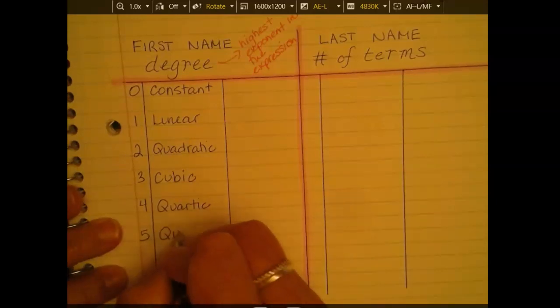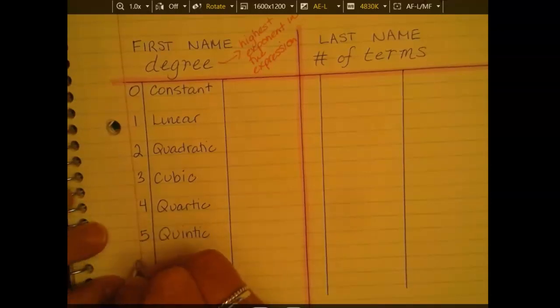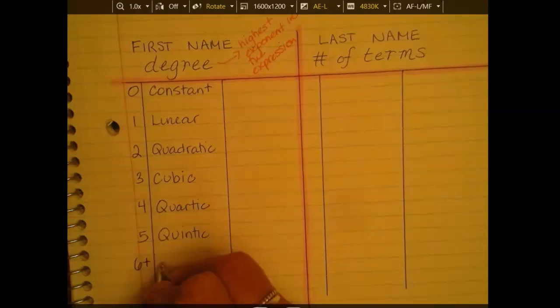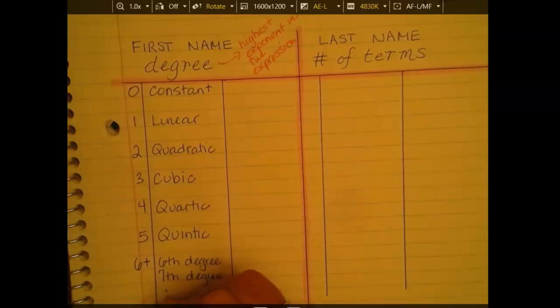So these two are really the same. You got to be careful. Q-U-I-N-T-I-C. Quartic and quintic. Once we get to 6, and I'm going to put a plus here because this is true for 6 and up, right? We just use the number and we call it 6th degree or 7th degree or whatever number it is above this, it is just called that number degree, right?